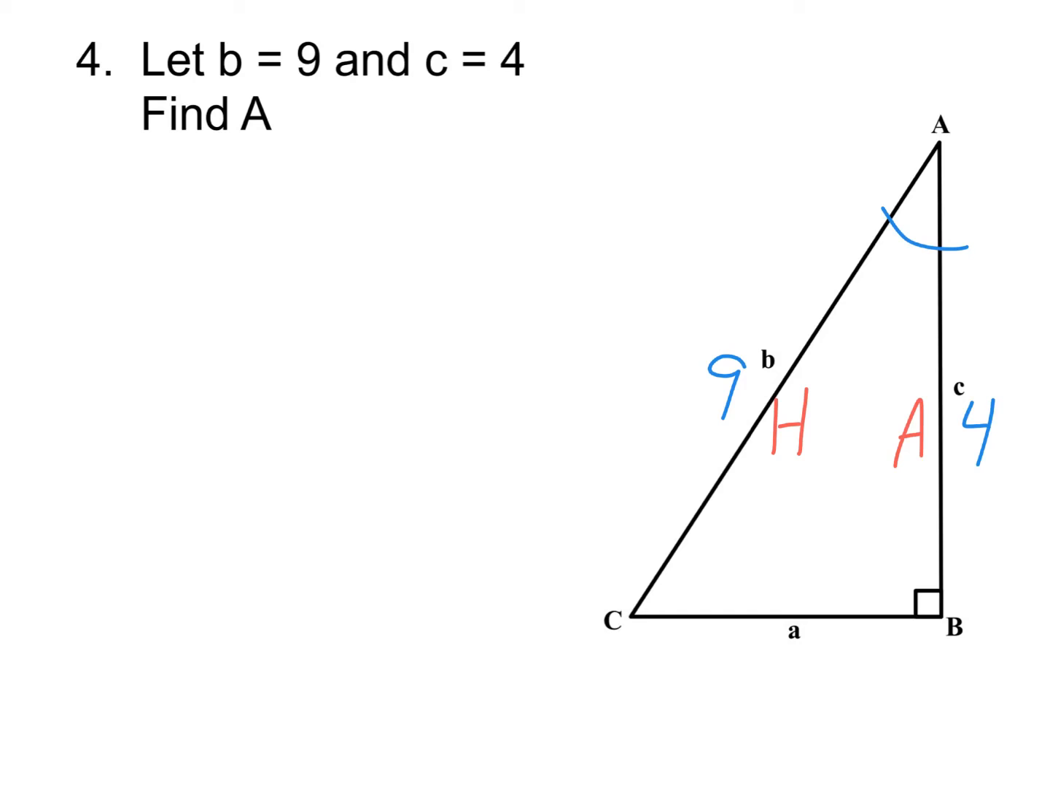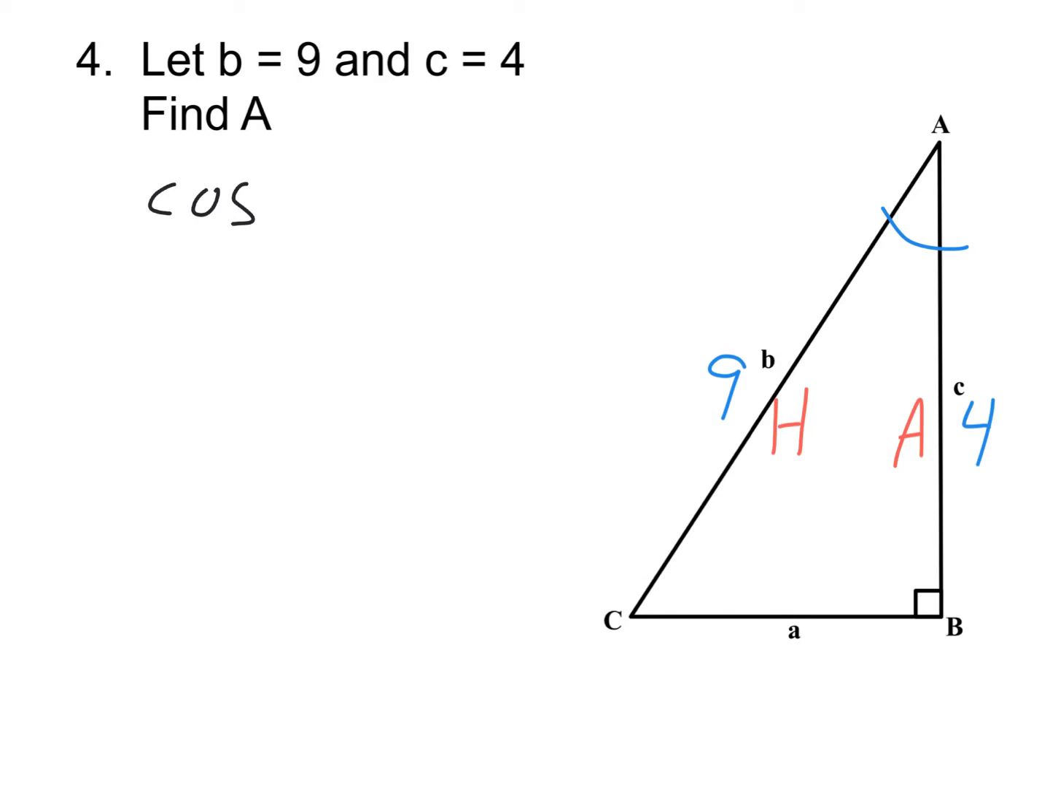And then, knowing that, that's what allows me to figure out if it's going to be sine, cosine, or tangent. So, which of the trig ratios involves the hypotenuse and the adjacent? It is cosine. Cosine equals adjacent over hypotenuse.